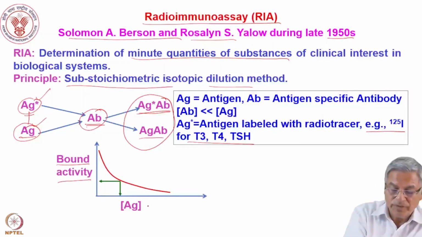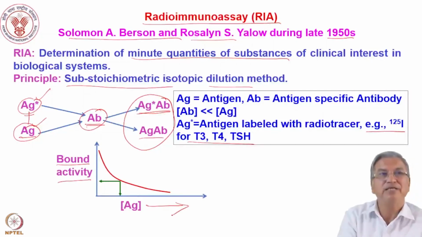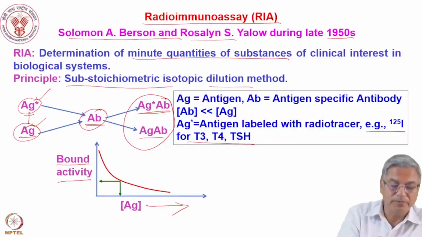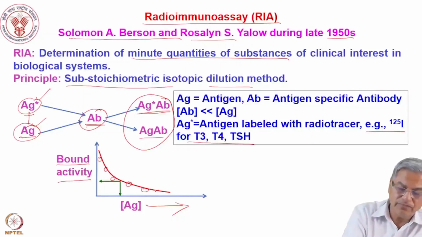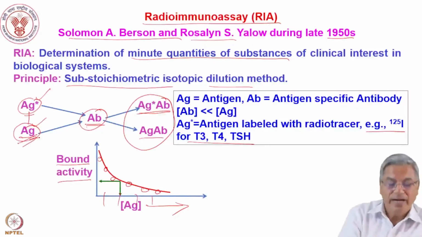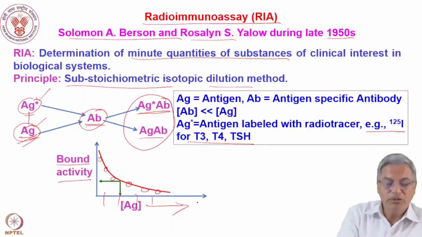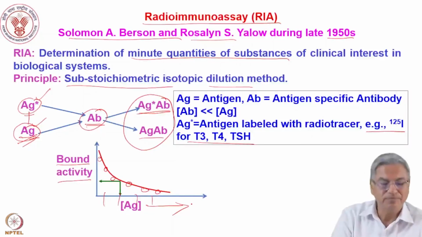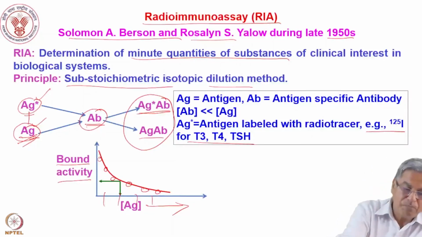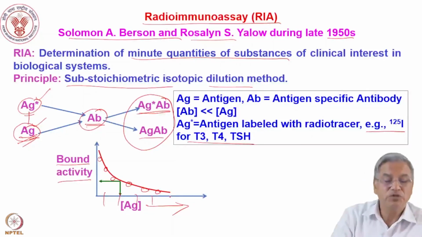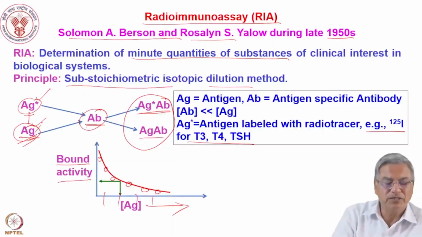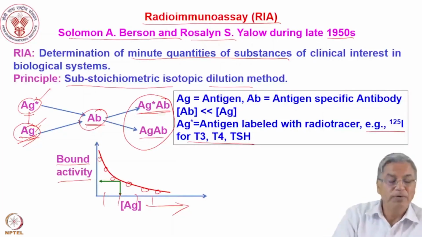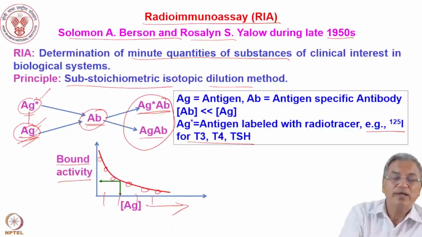And as a function of increasing concentration of antigen, you have to do multiple experiments. This is like a calibration graph. You take different concentrations of the antigen and generate this graph. As you increase the concentration of antigen, the activity bound will reduce, because increasing the fraction of stable inactive antigen will decrease the fraction of labeled antigen. And this is now the calibration graph.